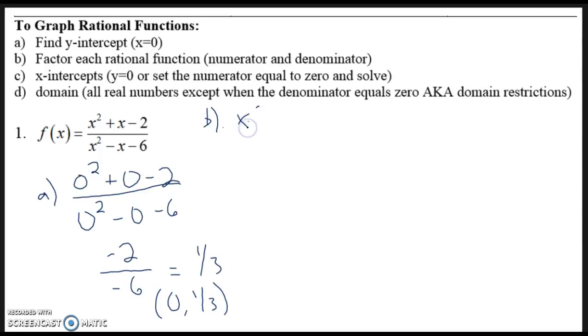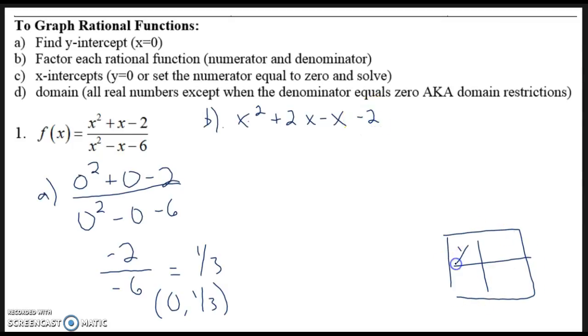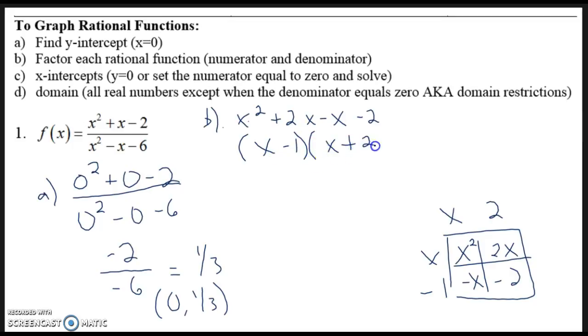So my pants part would be x squared plus 2x minus x minus 2. I did box real quick. X squared, 2x, negative 2. X, it's got a 2 in common, it's got an x that has a negative 1 in common. So this would be x minus 1, x plus 2. That is my numerator factor.